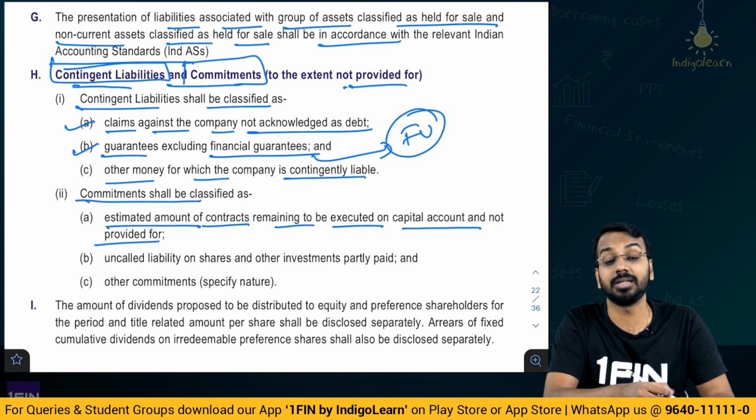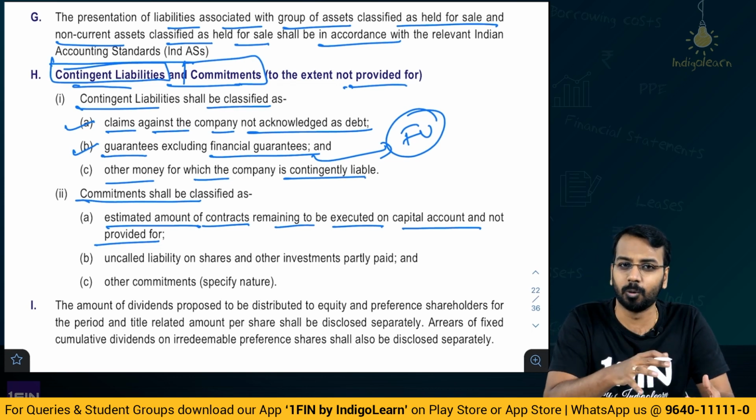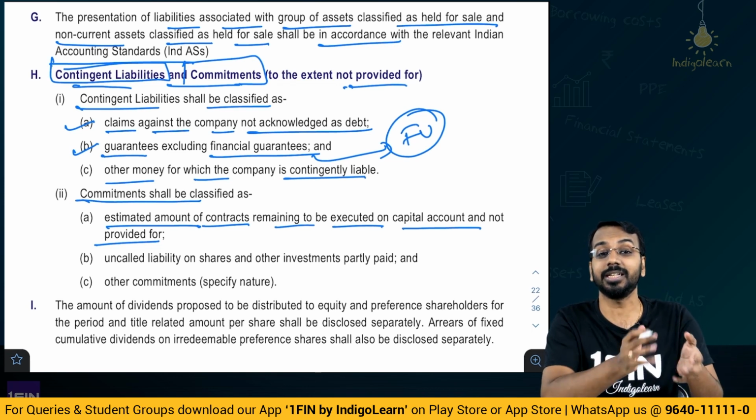The reason this is important is that the readers of the financial statements must know what burden this company is carrying.